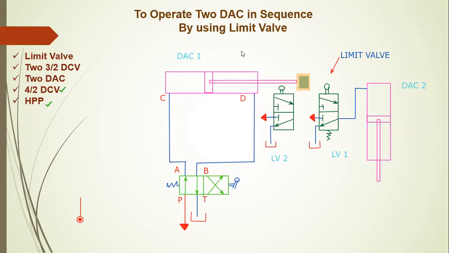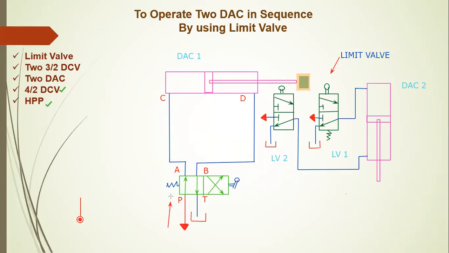Let's start to connect. Here the other 3 by 2 valve connects with the second double acting cylinder. Here we have to attach the limiting valve 2 on the other side of the double acting cylinder. Let's start to check how it works.